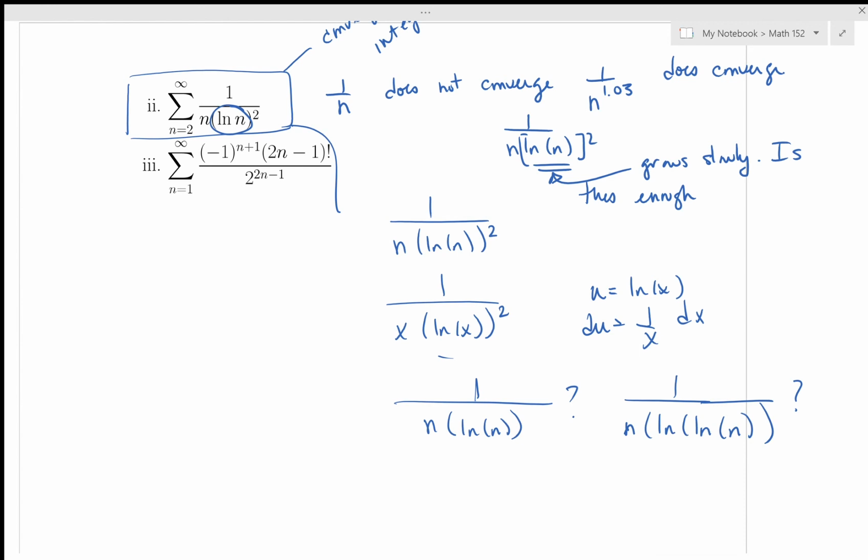Okay, final one. This one here. Let's see. What do I see here? Well, I see the factorial. When I see that, I might think, okay, there's a factorial there. That often lends itself nicely to the ratio test. I see it's an alternating series. Maybe I would use the alternating series test. Might be able to make that work.